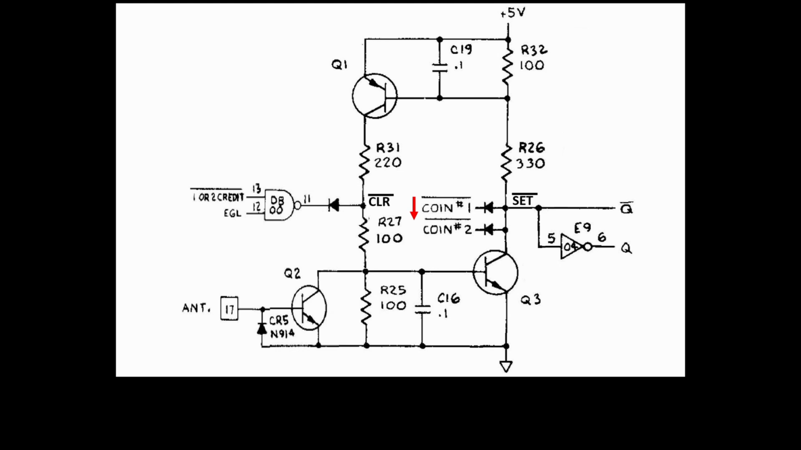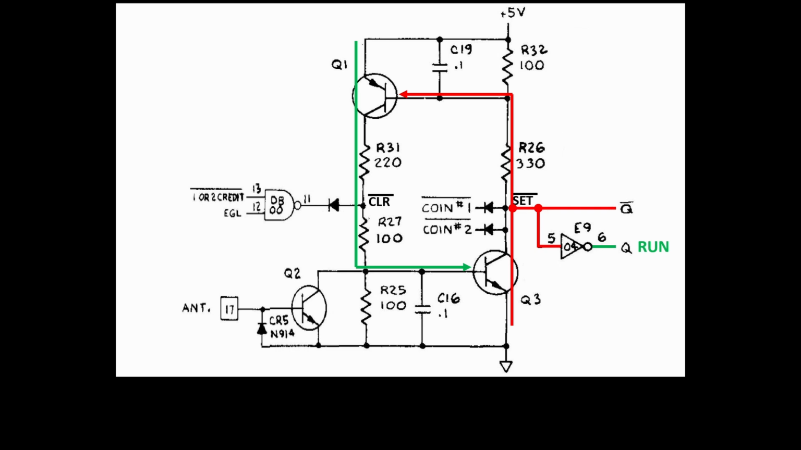This turns on Q1 by pulling down its base, which then turns on Q3 by pulling up its base, which also holds down the Q1 base. This continual feedback loop is why they call it a latch. When set, Q goes high, which allows the accumulation of credits and enables game start controls.